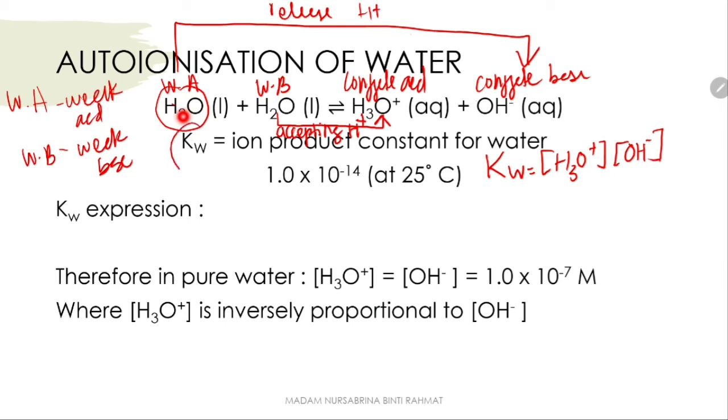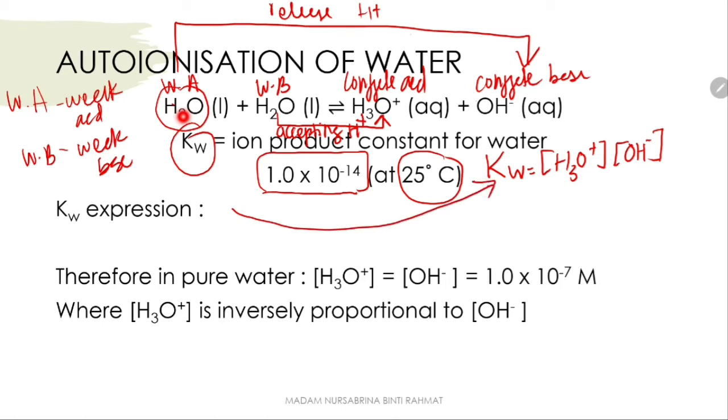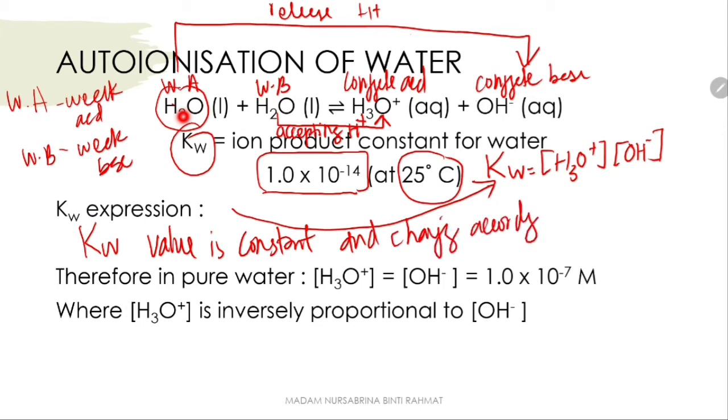Okay, so Kw is a constant value, which at room temperature, 25 degrees Celsius, is 1.0 times 10 to the minus 14. So this is the Kw expression. The Kw value is constant but changes according to temperature. Normally, if you are required to use Kw, you will be given in the question the Kw value at that temperature.